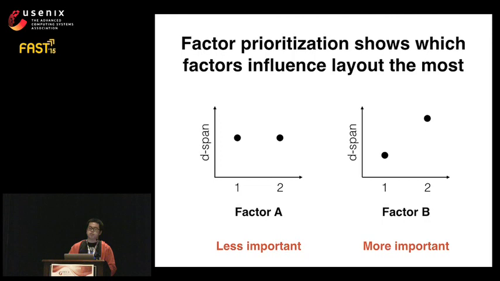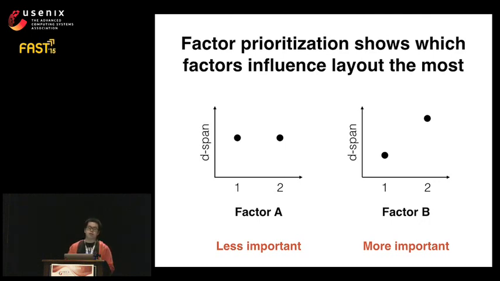Now we would like to see which factor influences the data layout the most. To do so, we can use a technique called factor prioritization. To understand it, let's look at the example on the slide. There are two factors, A and B. If you change factor A from one value to another, it doesn't change the disk span. But if you change factor B from one value to another, the disk span changes a lot. So in this case, we can say that factor B is more important than factor A.